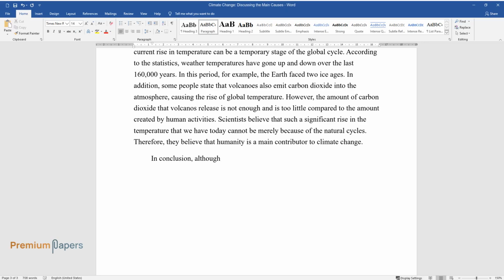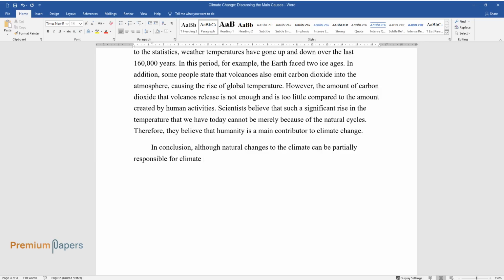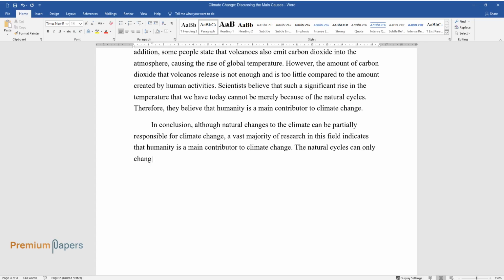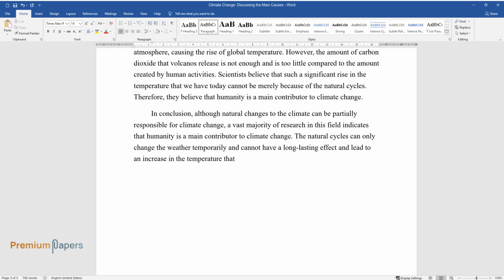In conclusion, although natural changes to the climate can be partially responsible for climate change, a vast majority of research in this field indicates that humanity is a main contributor to climate change, but natural cycles can only change the weather temporarily and cannot have a long-lasting effect and lead to an increase in the temperature that we face today.